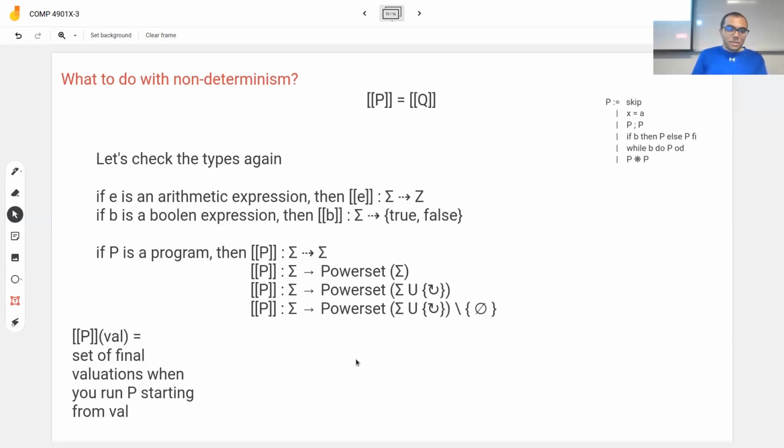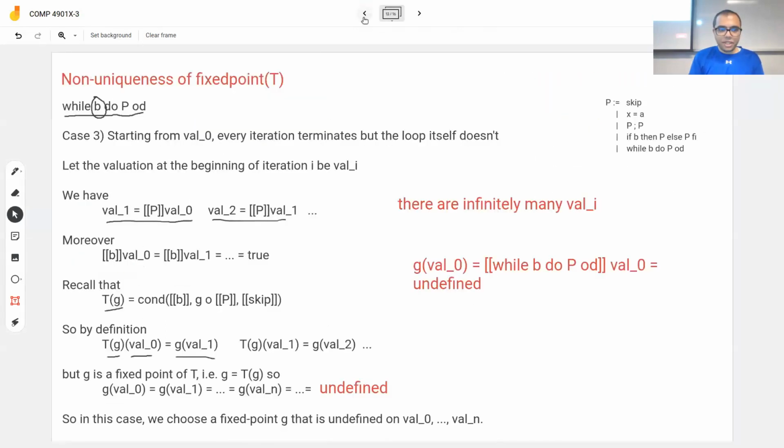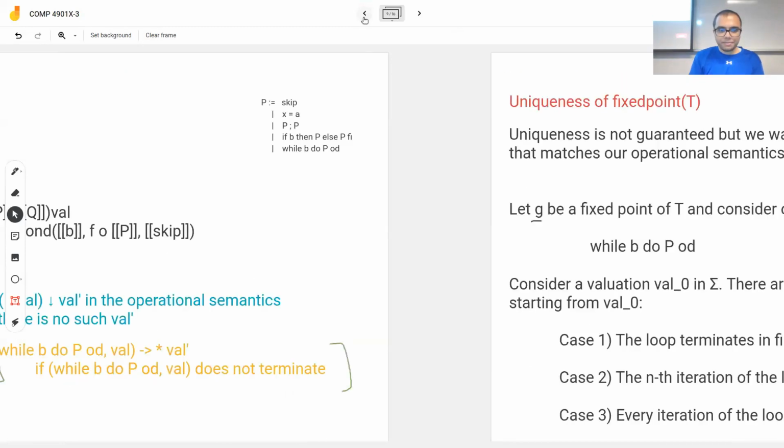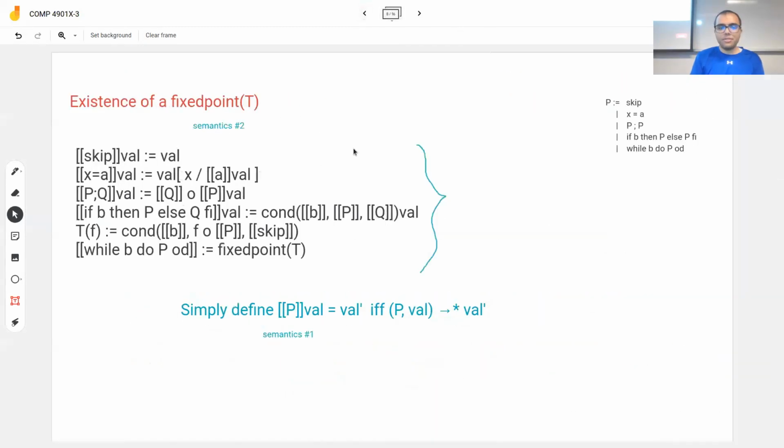So just to show you how non-determinism really screws everything up, this is now the type of the functions that we have. So you have to be careful about the type all the time. And well, what happens then if you want to continue and define these is that you just do the same thing as before, right? So every case is simple except for the while. And then for the while, you have to find the transformer T, and you have to say that I want a fixed point of this transformer T.